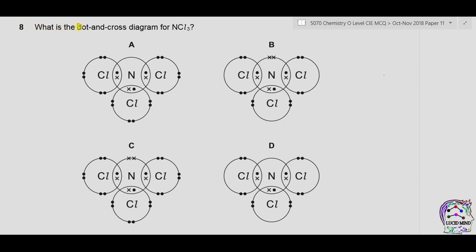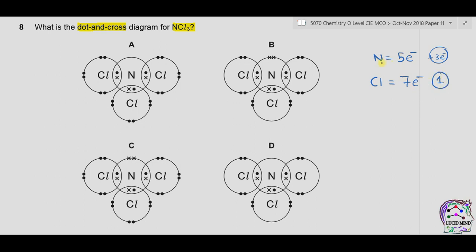Question 8. What is the dot and cross diagram for NCl3? Now in NCl3 we have nitrogen. Nitrogen belongs to 5th group of the periodic table, so it has 5 valence electrons. While chlorine is also a non-metal, it belongs to group 7 of the periodic table and it has 7 valence electrons. Now nitrogen needs 3 more electrons to complete its outermost shell, so therefore it will share its 3 electrons with chlorine, and chlorine needs 1 electron to complete its outermost shell, so therefore it will share just 1 electron with nitrogen.